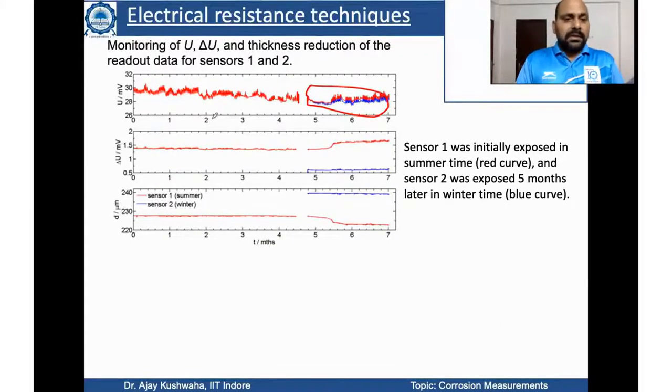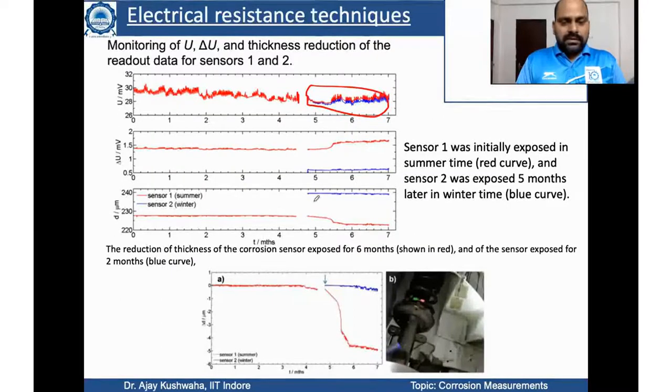So this is the U by micrometer, this is the delta U. If you just compare the delta U, there is a difference because this sensor is not exposed. And even in D by micrometer, if you can see the change in the thickness, these two are different. The blue curve is basically the winter time, and the red curve is basically happening due to the exposure in the summer time. And this difference is here.